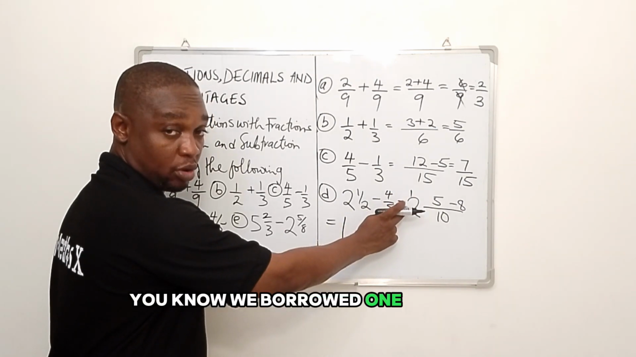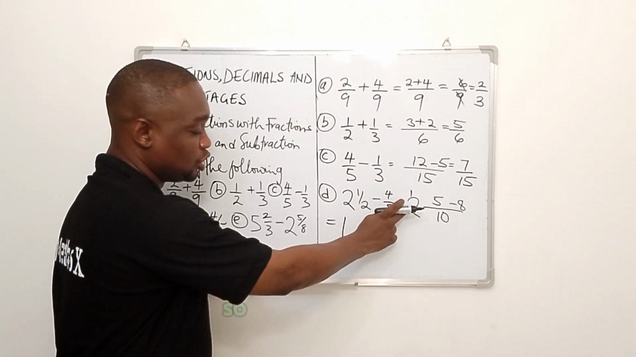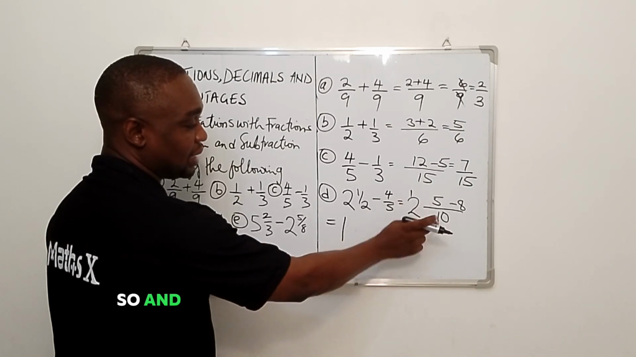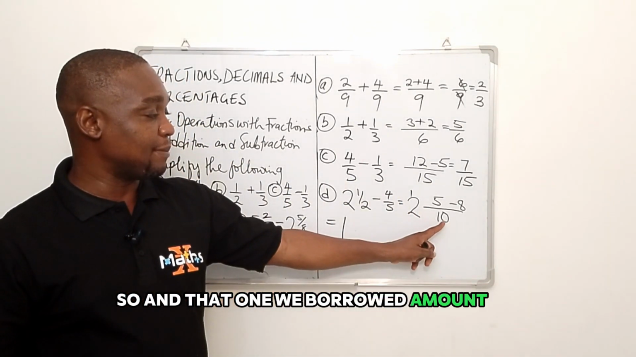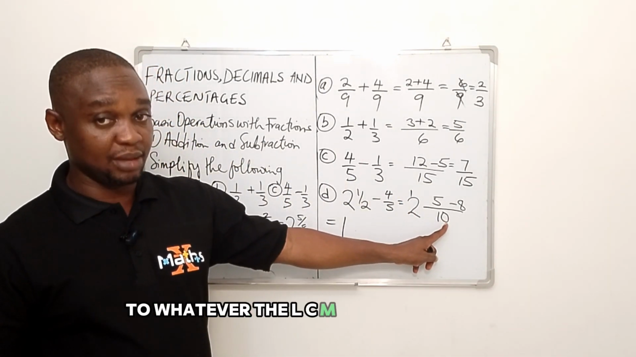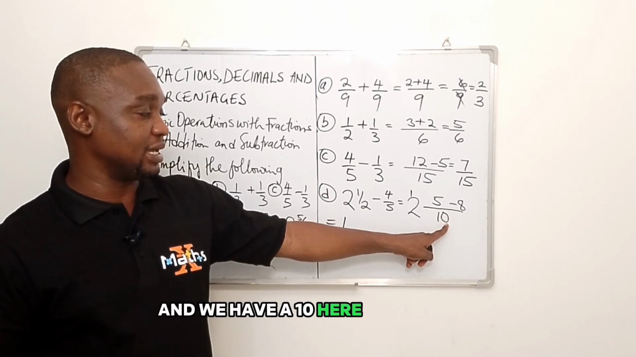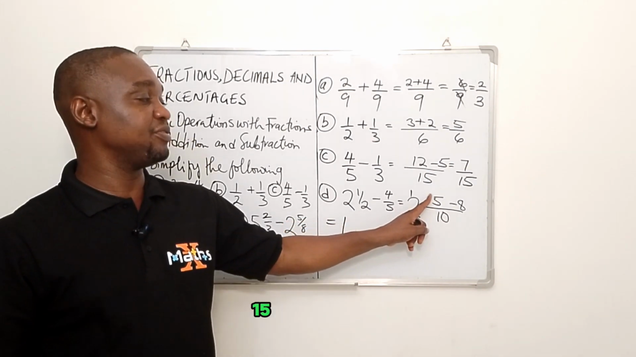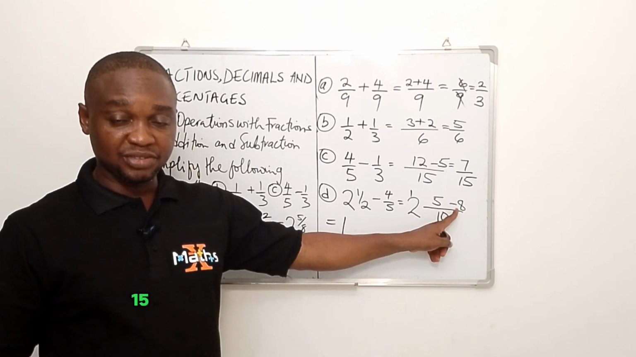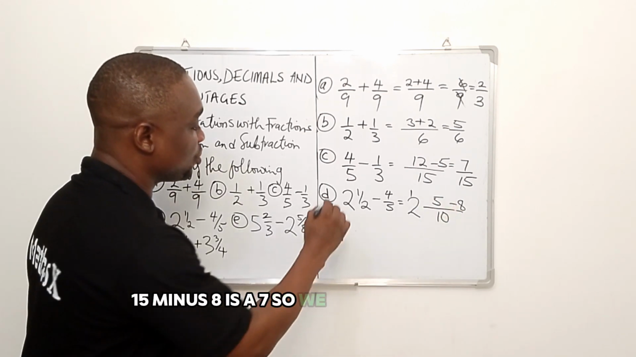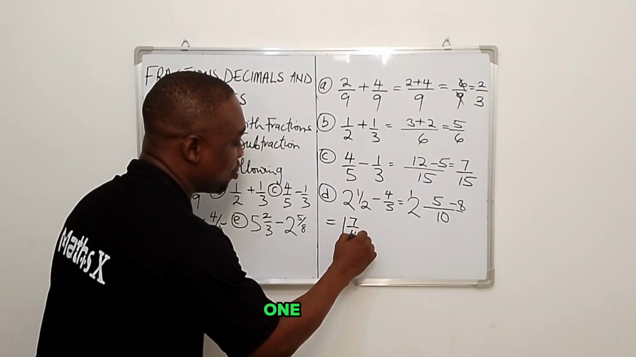We borrowed 1 from the 2, so we have 1 left. And that 1 we borrowed amounts to whatever the LCM is, and we have a 10 here. So 10 plus 5 is 15. 15 minus 8 is 7. So we have 7 whole number 1 over 10.